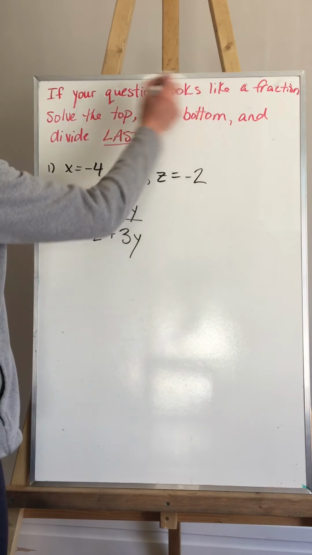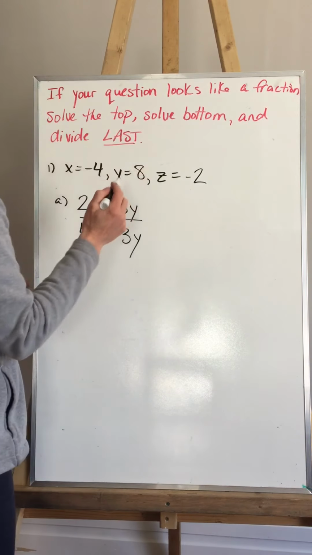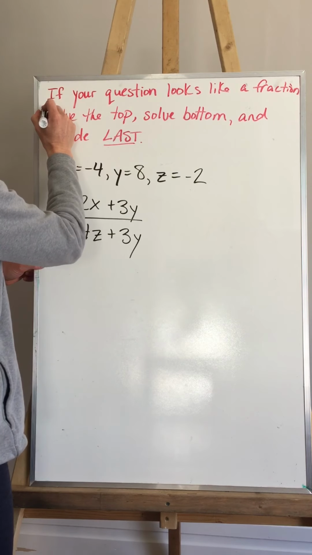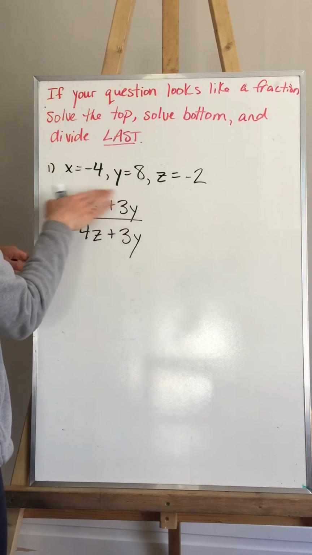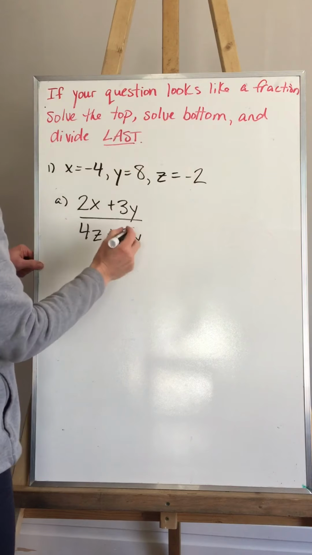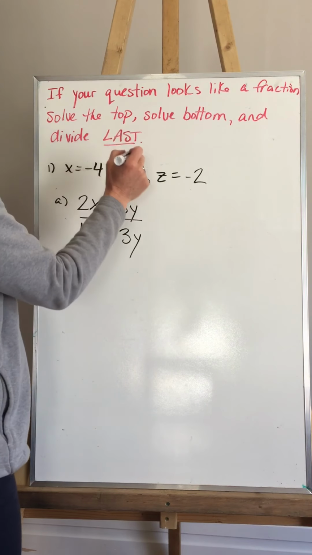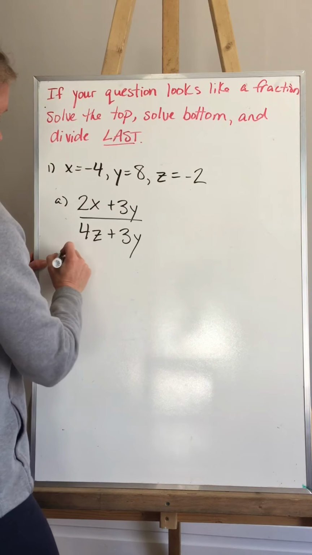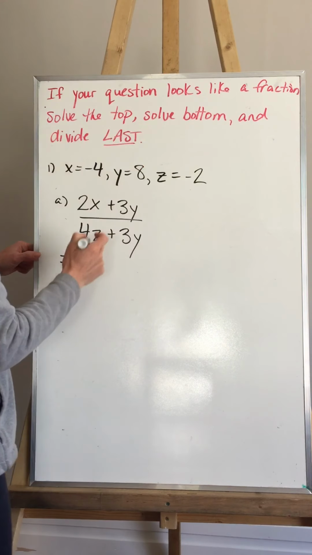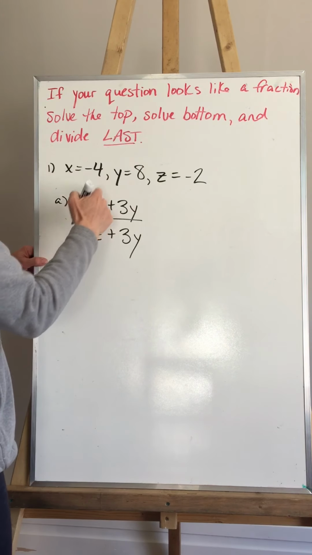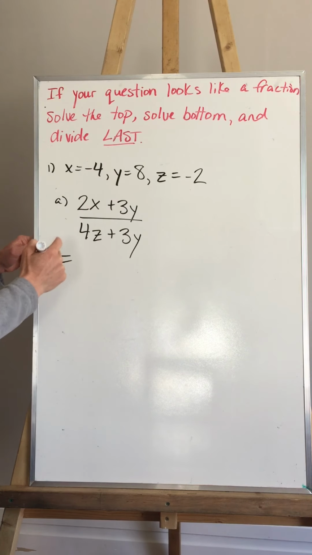Okay, so we're going to use this hint, okay? So we're going to solve the top, that being this. We're going to solve the bottom, okay? And then we're going to divide the numbers last. But before we get to that, we know we need to substitute in our numbers for the variables, okay?